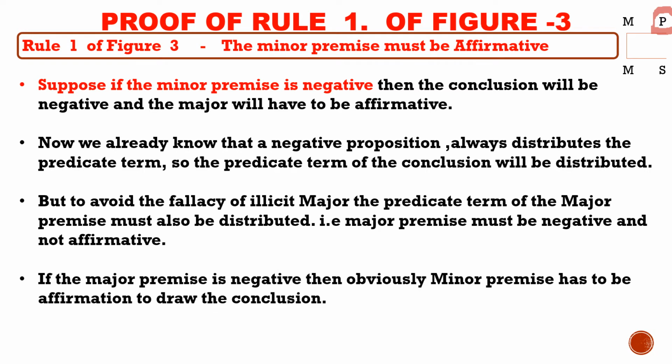If the major premise is negative, obviously the minor premise will have to be affirmative to draw the conclusion, because we already know that if one of the premises is negative, the conclusion is negative, and so the major premise is negative. But what about the minor premise? It has to be affirmative because no conclusion can be drawn from two negative premises. Hence, our assumption that the minor premise is negative is false, and rule 1 of figure 3, that the minor premise must be affirmative, is proved to be true.